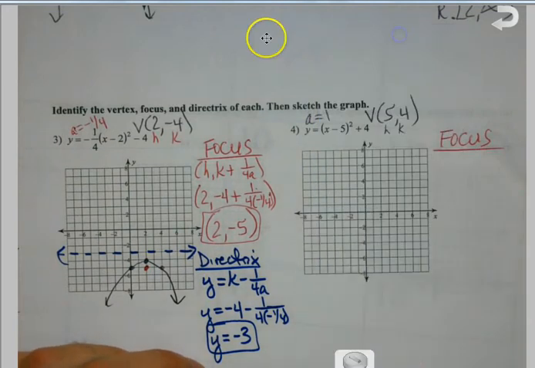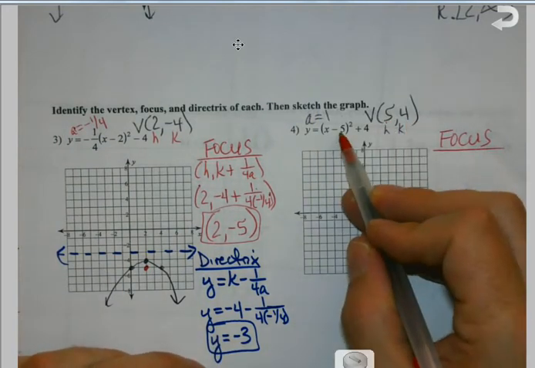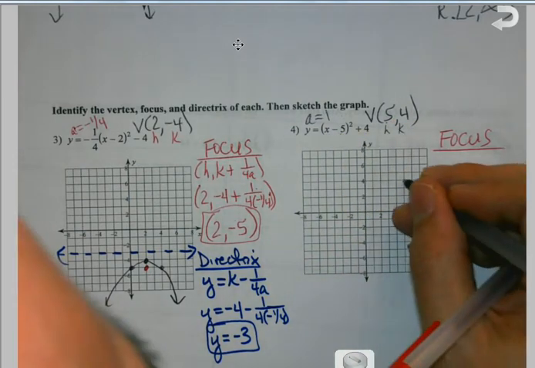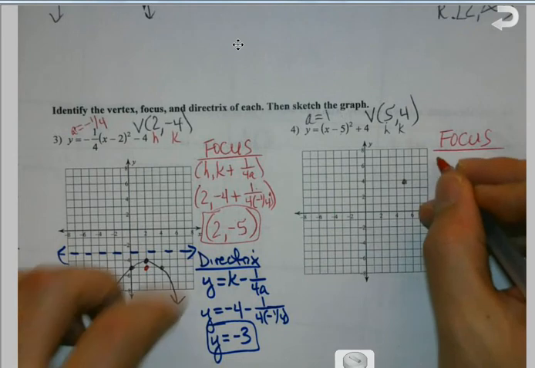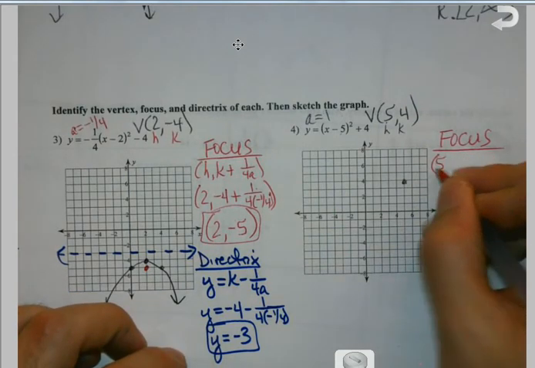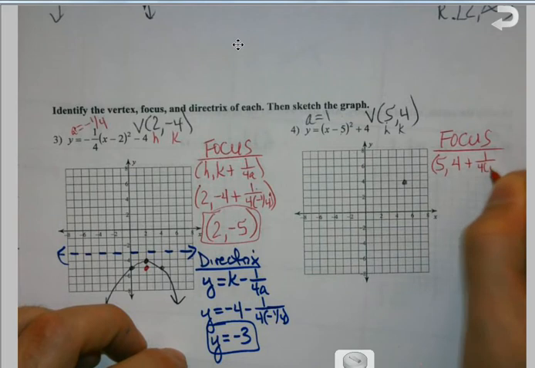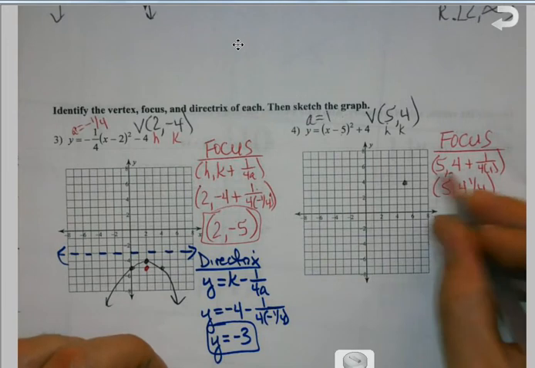Oops, excuse me. I had the calculator in the way. Opposite and keep, so 5, 4 is my vertex. A little slap happy here in the afternoon. And again, the focus is going to be h, k plus 1 over 4a. 4 plus 1/4 is 4 and 1/4, which would be my focus.